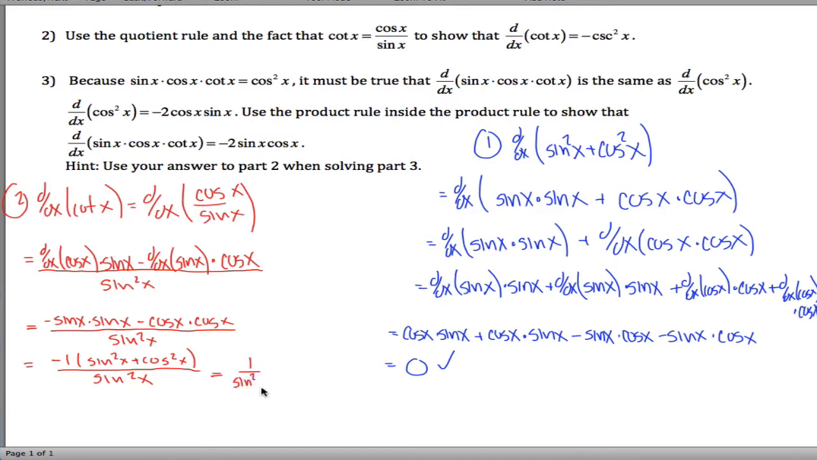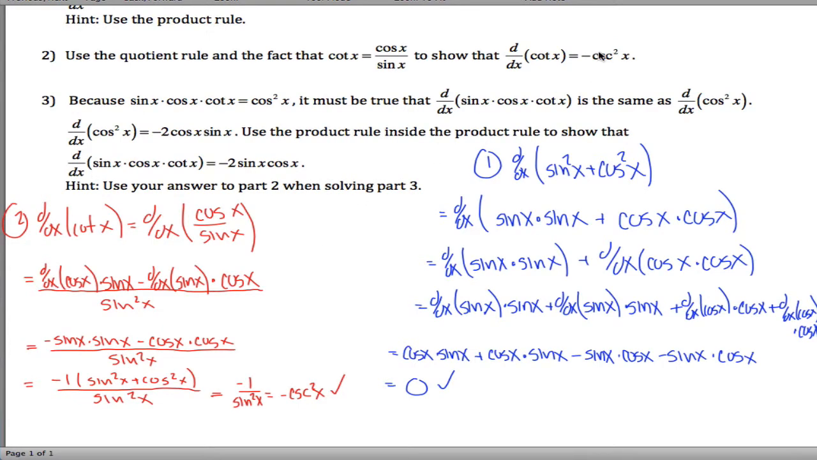So what I get is that my derivative is 1 over sine squared of x. Sorry, negative 1 over sine squared of x. 1 over sine of x is cosecant of x. So negative 1 over sine squared of x would be negative cosecant squared of x, which I put a check mark because that's exactly what we wanted it to be.